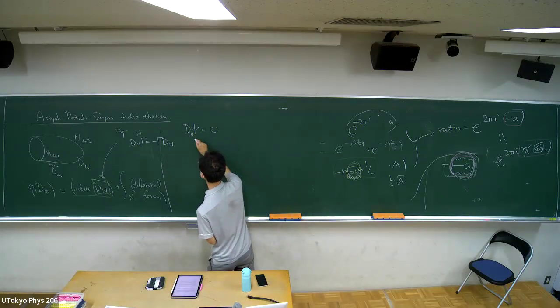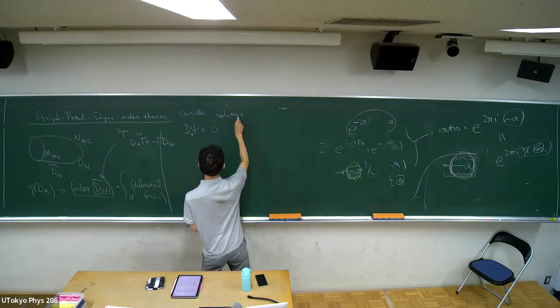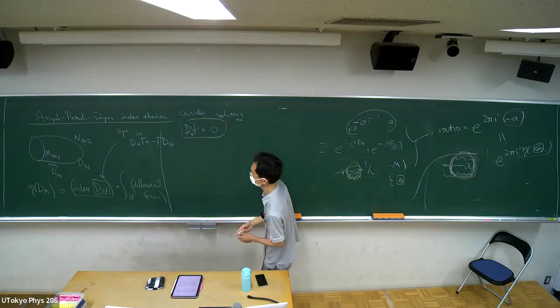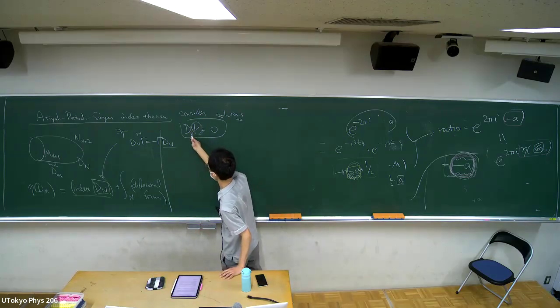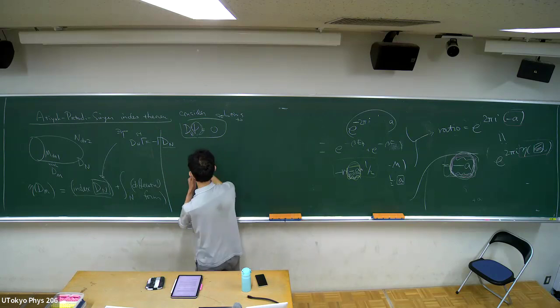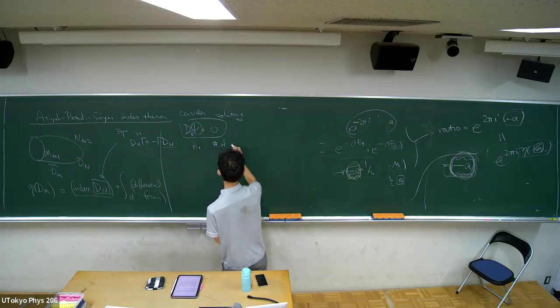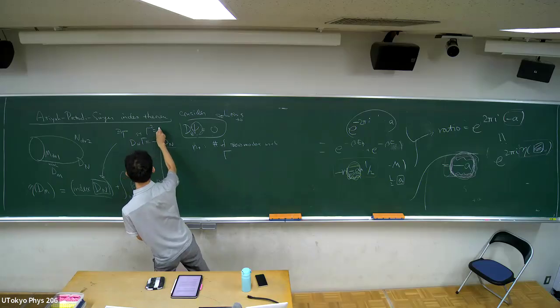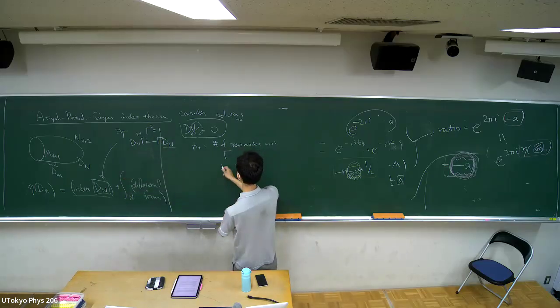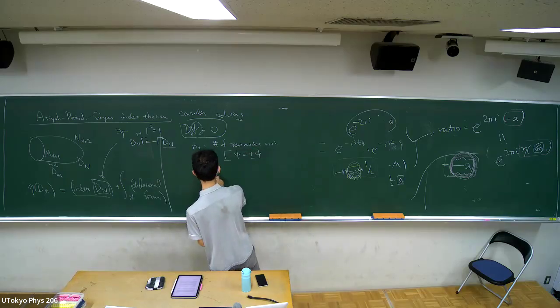Then you consider solutions to this. This is called the zero mode of the Dirac operator. These are eigenfunctions with zero eigenvalues. Then let's say n plus is the number of zero modes with gamma, where gamma squares to 1 and anticommutes with Dn. So gamma's eigenvalue is either +1 or -1.